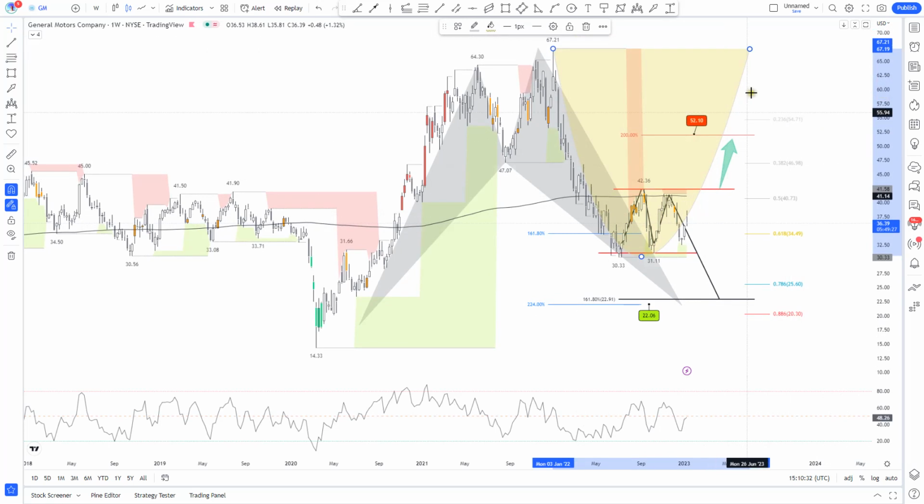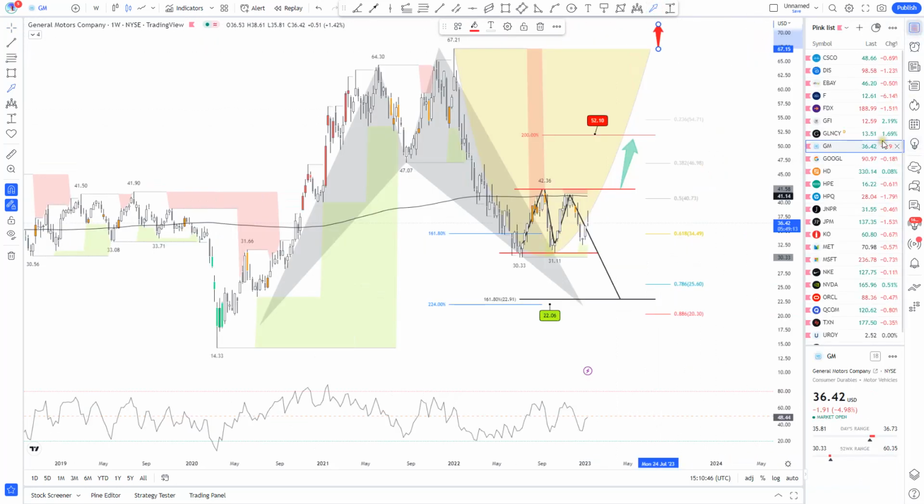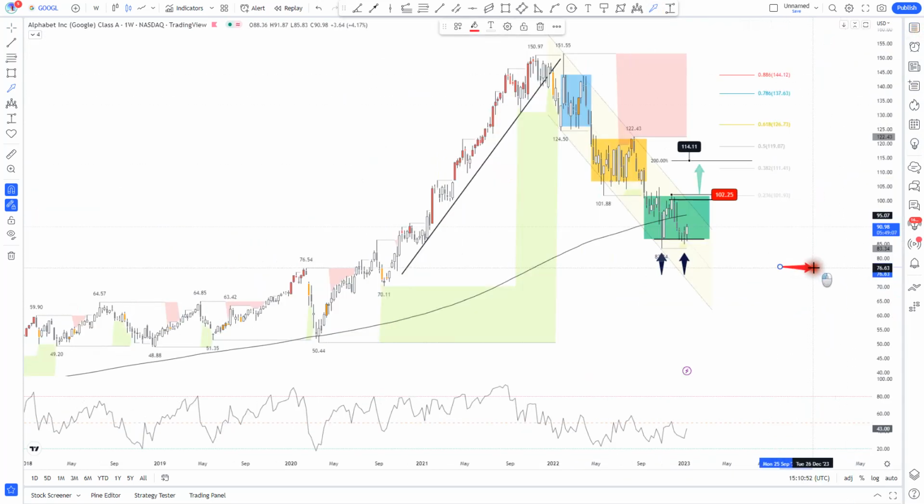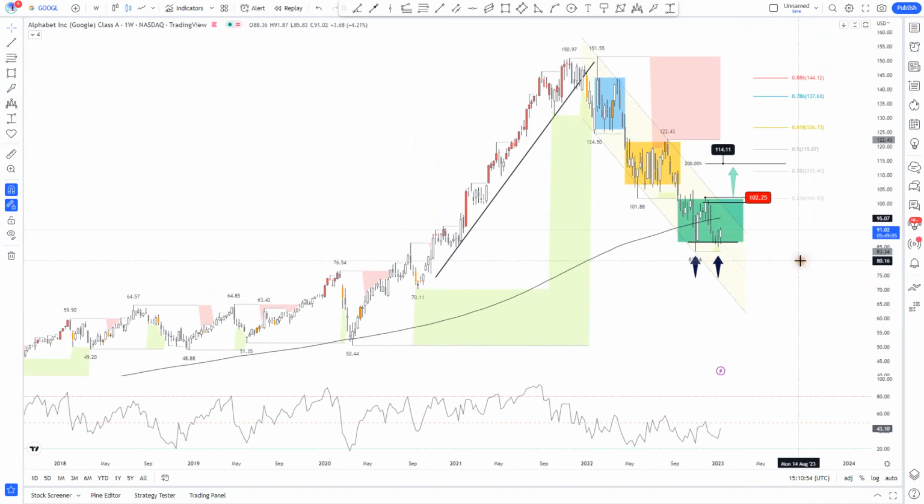If that happens, of course, in a decent manner, we will pay attention to the potential cup formation, the eventual pullback forming the handle, and then we will pay attention to the breakout above, which may trigger bullish momentum again. Google, very clear chart for those who trade price action and trade price structure.